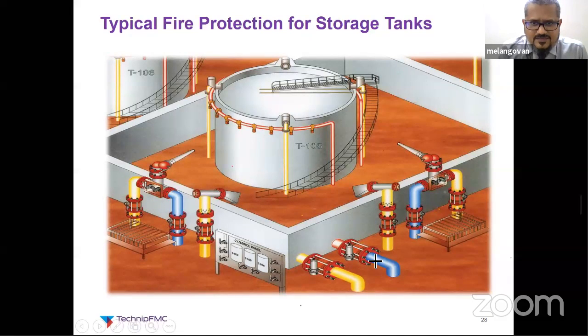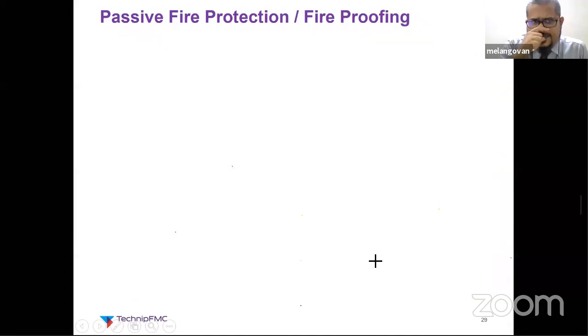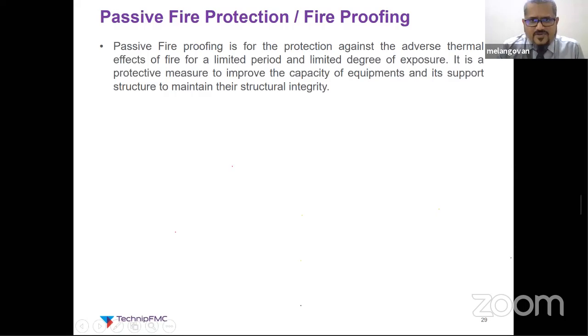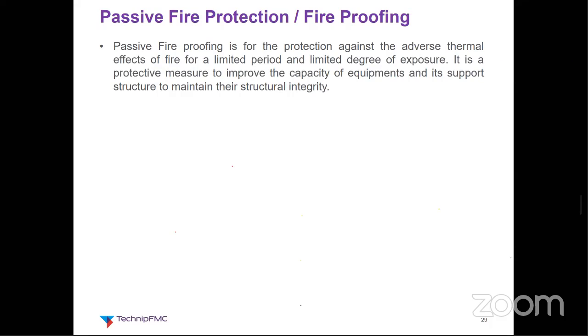Okay, with this, our next protection layer is passive fire protection. What are we going to do in passive fire protection? What is the difference between passive and active fire protection? Passive fireproofing is for the protection against adverse thermal effects of fire for a limited period and limited degree of exposure. It is a protective measure to improve the capacity of equipment and its support structure to maintain its structural integrity.